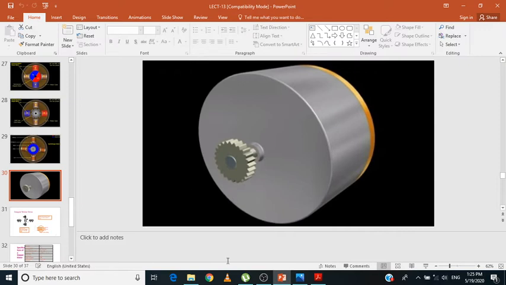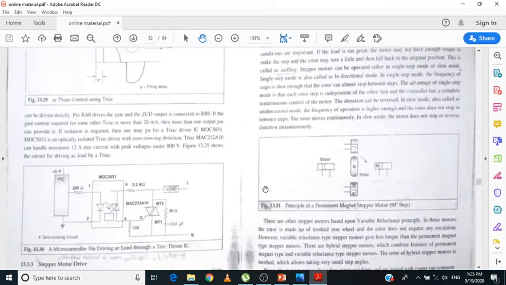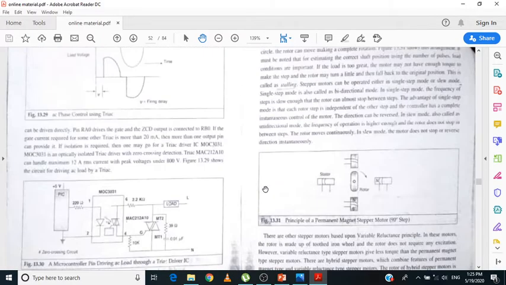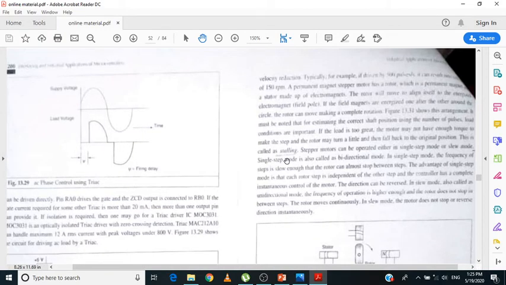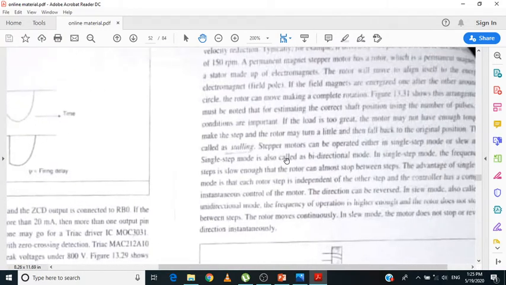No, sir, we want the exact explanation from your textbook. Okay, so you are interested in the textbook, right? So, the textbook case. When you go through what a stepper motor is, you are able to control the steps of the motor.